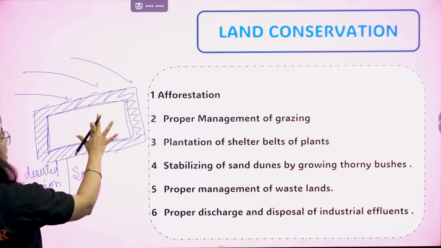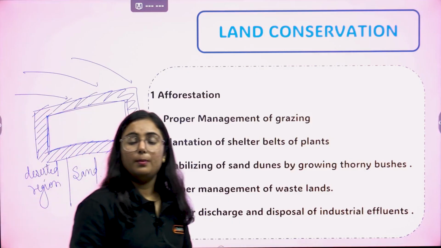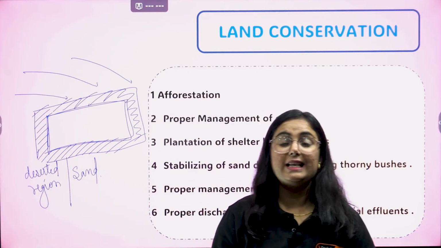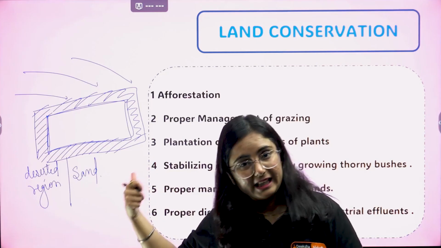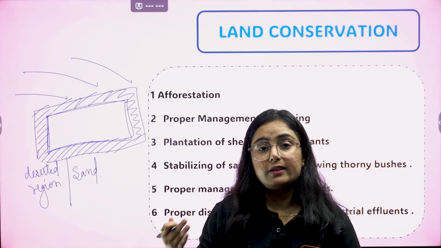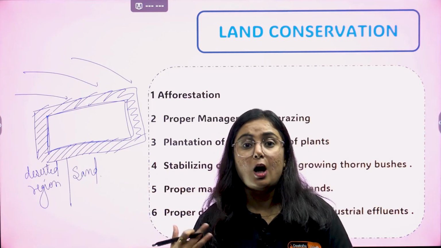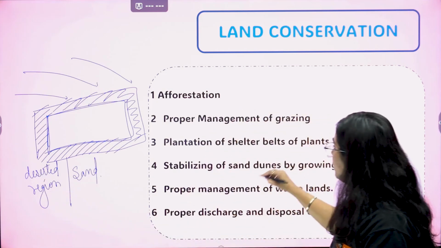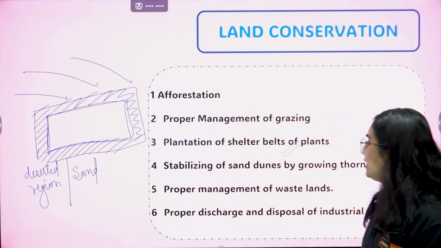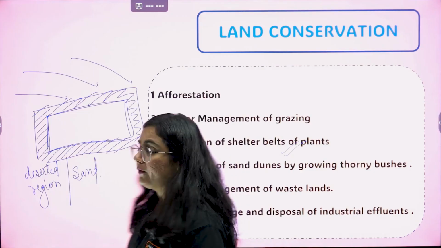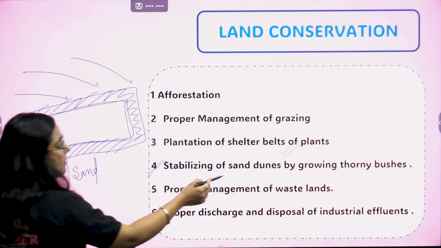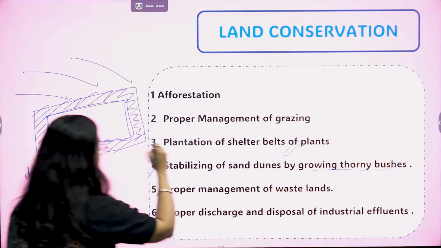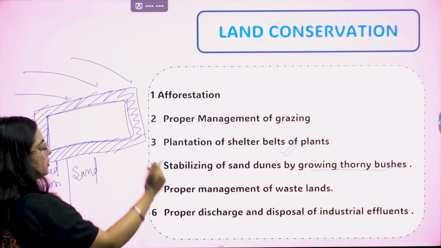okay. Now, what will this shelter belt do? That will decelerate the flow of either wind, it will decelerate the flow of sand into it, or it can be water. I just gave the example of sand to you, okay. So this is plantation of shelter belt, and stabilization of sand dunes, for which I gave you the example, by growing thorny bushes. It can be plants or thorny bushes here.